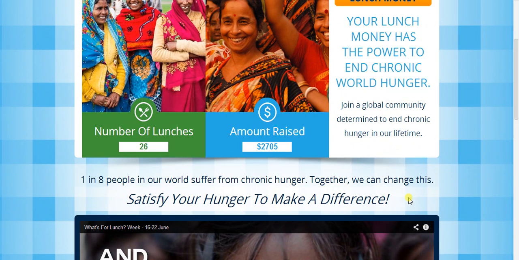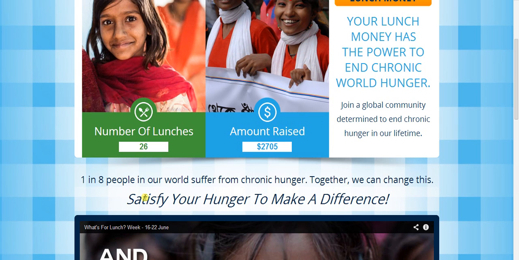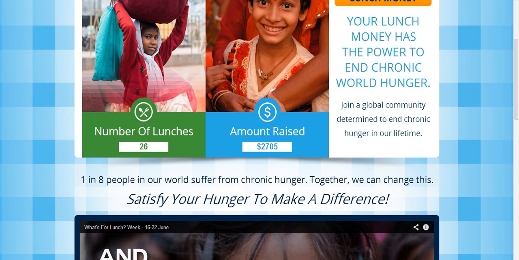All these points, not only do they talk to the person, but they also state customer benefits as opposed to business features. The customer benefit would be "satisfy your hunger to make a difference." People want to make a difference. This website can offer them that. It's a customer benefit.